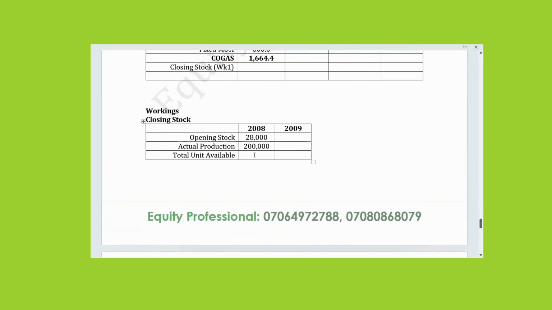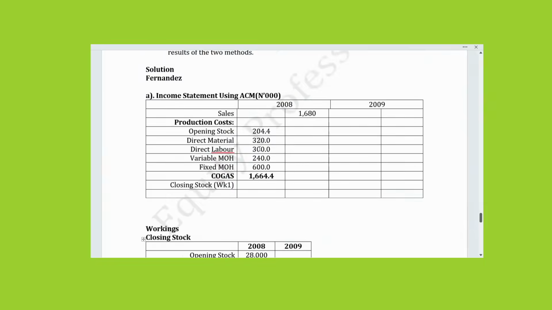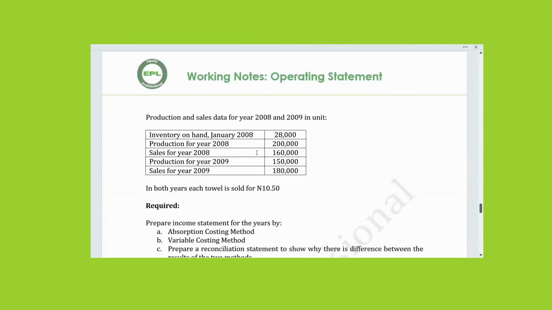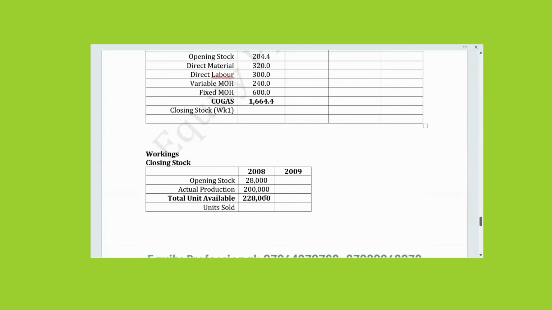All right, so when you add the 2 together, that will give us 228,000. It is from this unit available for sales that the company is going to make sales. Therefore, we then deduct units sold. So in 2008, how many units were sold? Let's go back to the question. In 2008, the company sold 160,000 units. So I will then less 160,000.